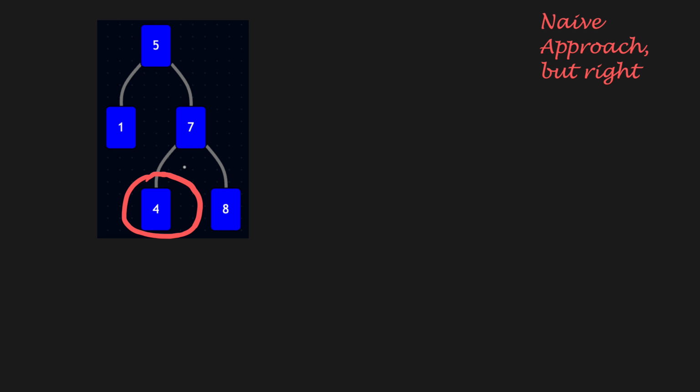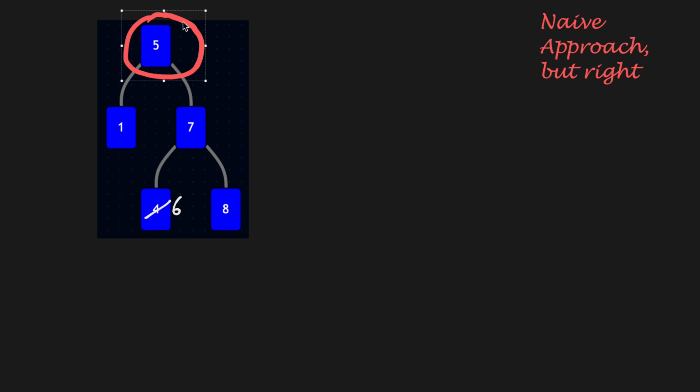But suppose instead of 4 here, we had value 6, then this check would have passed. So we go to node 8 and it is also more than 5. So all the values on the right for the root node 5 are greater than 5. So all good here. But we are not done yet.